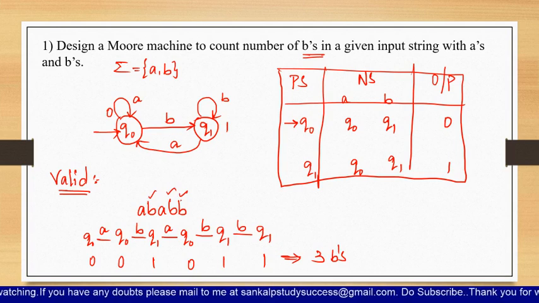So in this way we design a Moore machine for the given question. In this case, counting the number of B's is nothing but getting the number of 1s as output. You can also consider getting the number of zeros for B's and 1s for A's. In that case, the number of zeros will be equal to the count of B's.